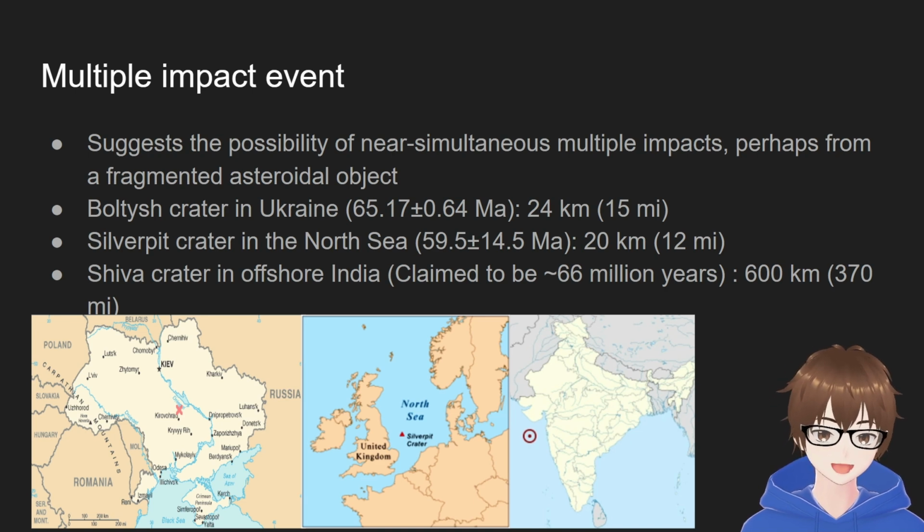And the reason why it's claimed to be is because we're not for sure. But yeah, those are the other possible impact events, and they all happened around, especially the one in Ukraine and India, around 6.66 million years ago. The Silver Pit crater in the North Sea happened at 59 million years ago.